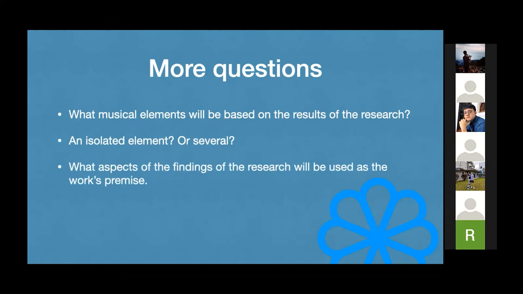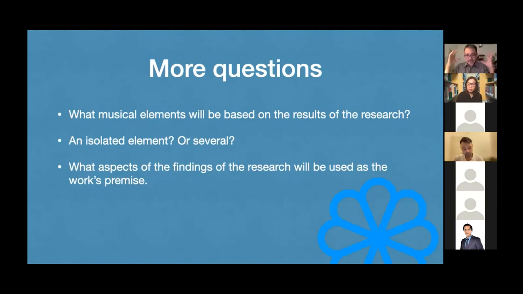What aspects of the findings of the research will be used as my working premise? In other words, when you have done your research and you get the result, you can start to think about what to use. You don't have to use everything that you have gathered from the world. You can hoard a gazillion pieces of information, and then that's where you start to sift things, to pick and choose what aspects you want to focus on. Which angle of your findings?